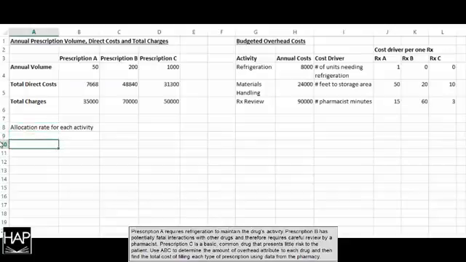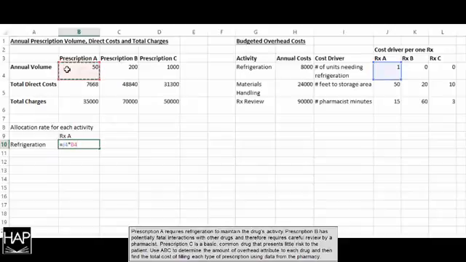So the first activity I'm going to look at is refrigeration. For prescription A, there's 1 unit of cost driver for each prescription A that's filled. So I'm going to take the cost driver here, and then multiply it by the annual volume of that prescription.